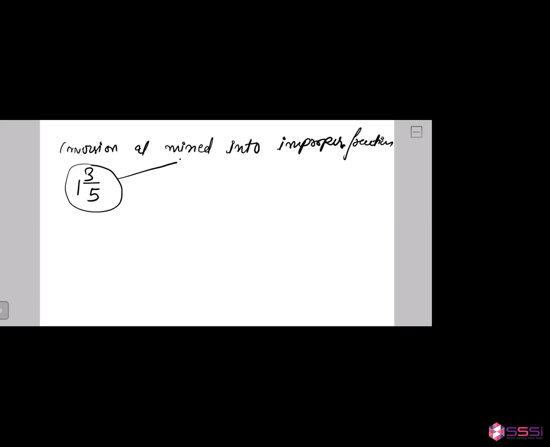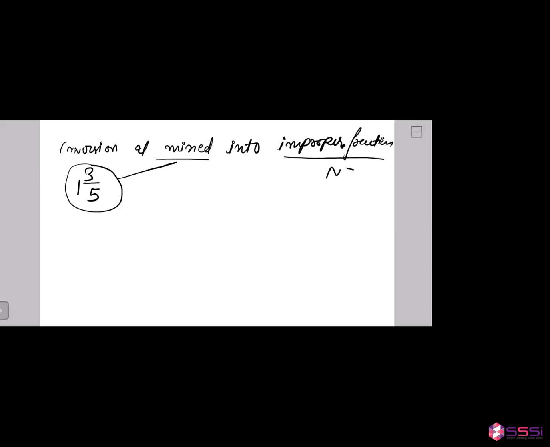How to convert? Conversion of mixed into improper fraction. Okay, if you have example 1 is to 3 by 5, we have to convert it. This is mixed fraction. We need to convert it into improper fraction.